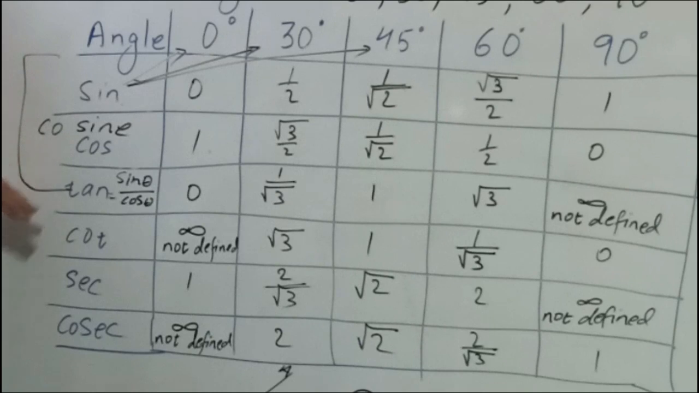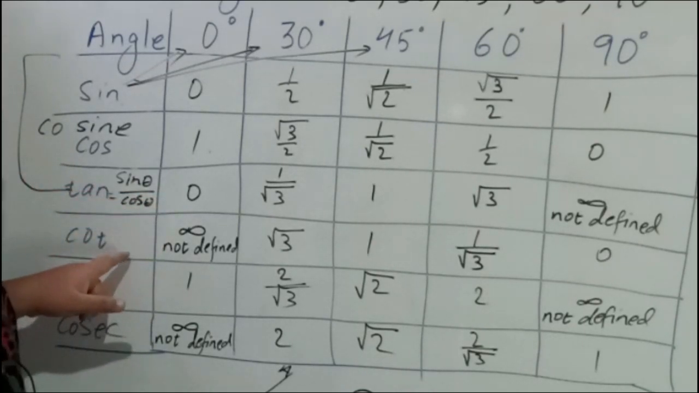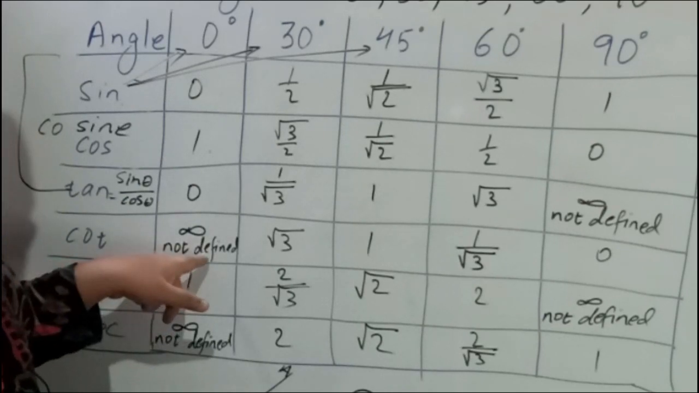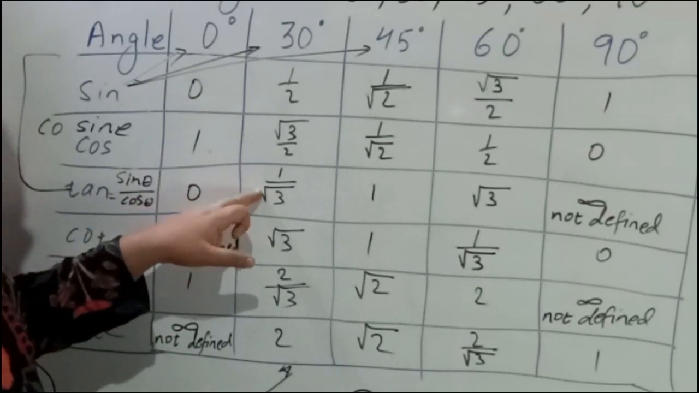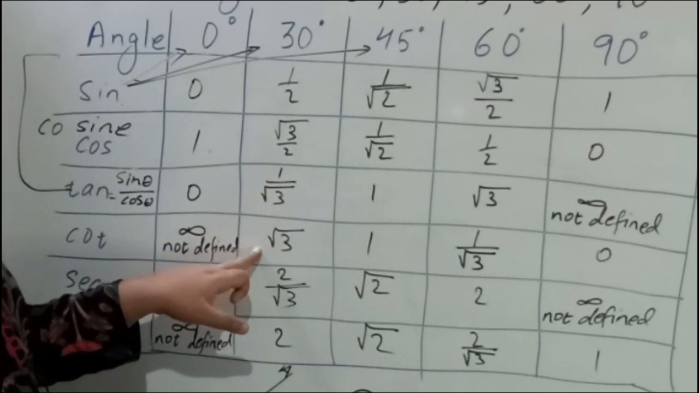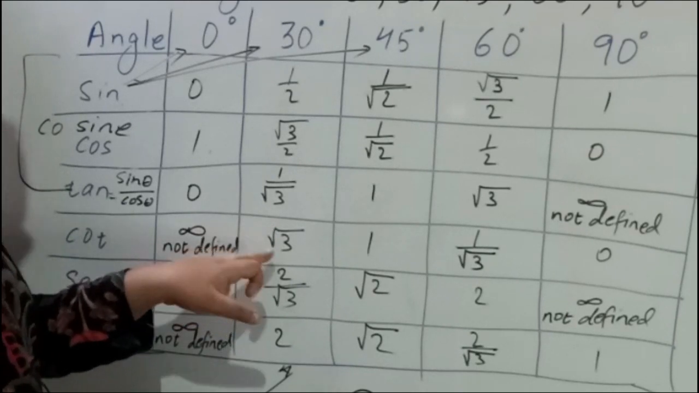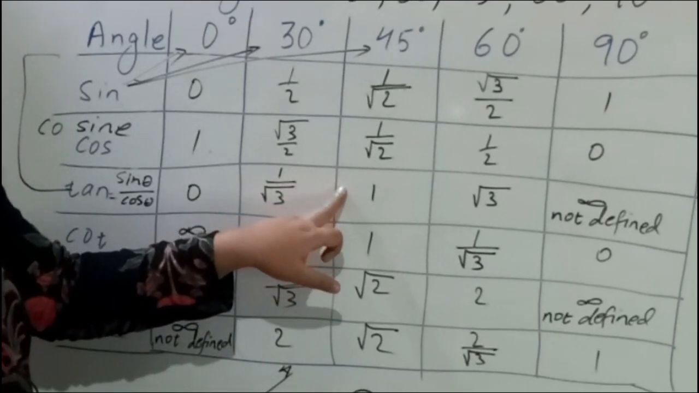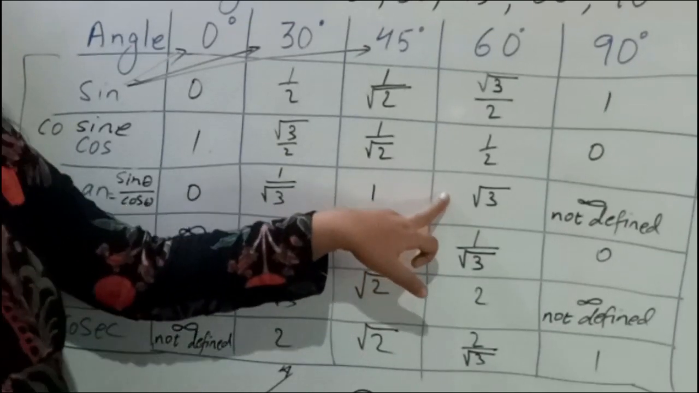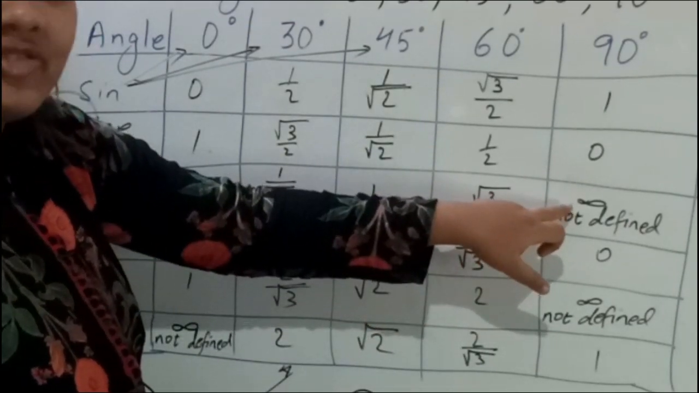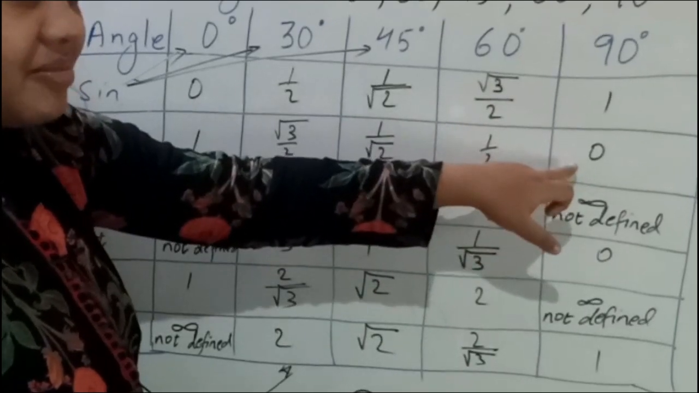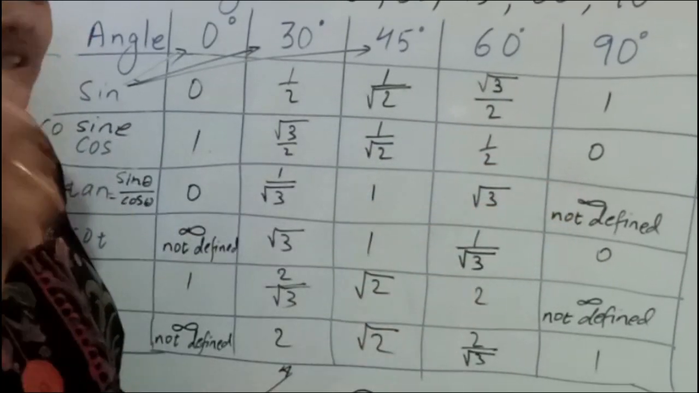So sine, cosine and tan. Now these are the reciprocals of those. Cot is the reciprocal of tan. Tan 0 is 0, then cot is 1 by 0, not defined. Tan 30 is 1 by root 3, then cot is the reciprocal, root 3 by 1, so root 3. Tan 45 is 1, reciprocal 1. Tan 60 is root 3, reciprocal 1 by root 3. Tan 90 is not defined; here we got 1 by 0, the reciprocal is 0 by 1.